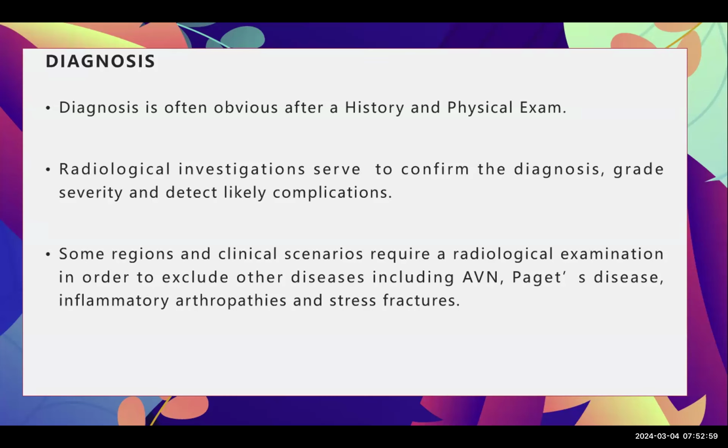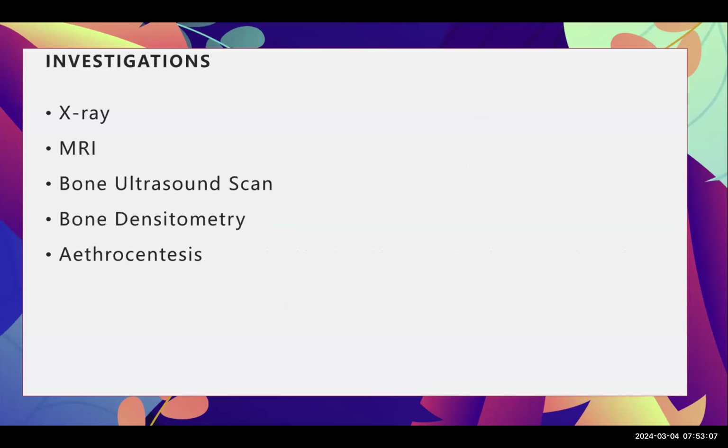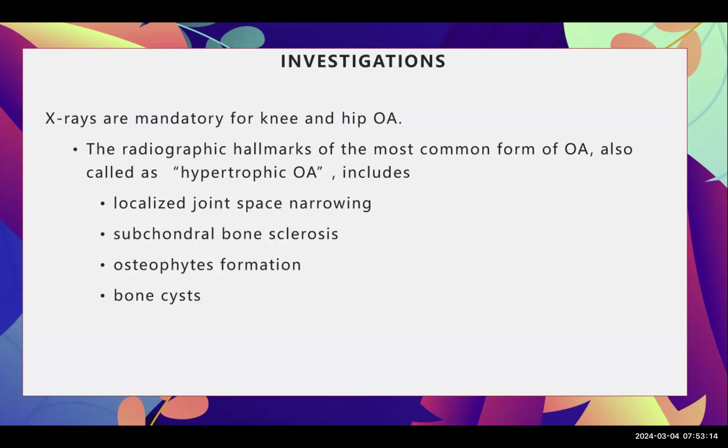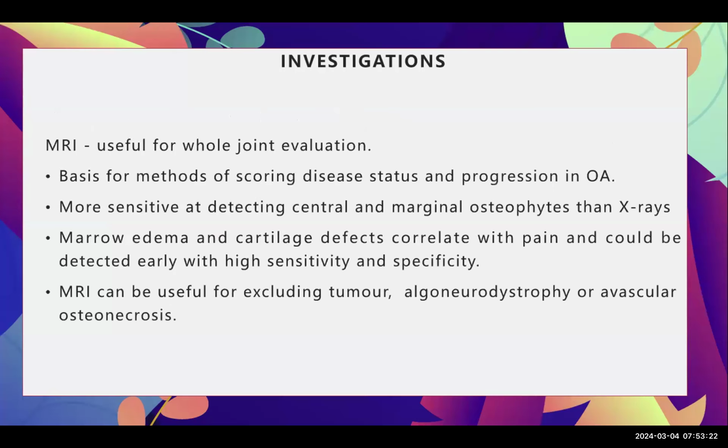Diagnosis is basically history and physical examination, of course. However, radiological investigation will serve to confirm the diagnosis, grade severity, and detect likely complications. These are the investigation modalities that can be used to make that diagnosis. As we said, the hallmark radiologically is localized joint space narrowing, subchondral bone sclerosis, osteophyte formation, as well as bone cysts.